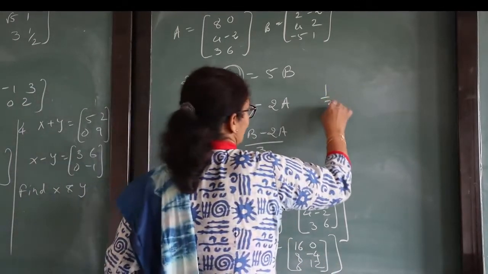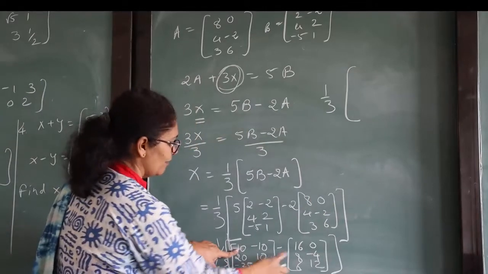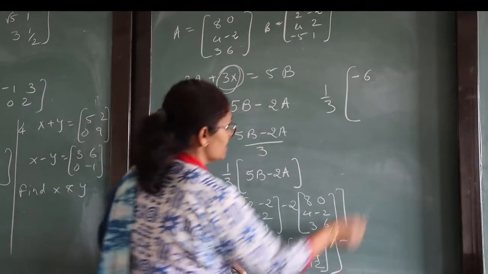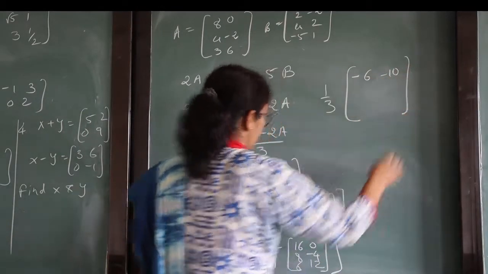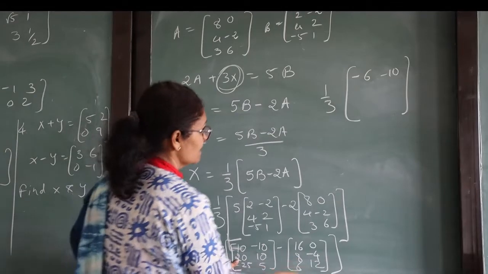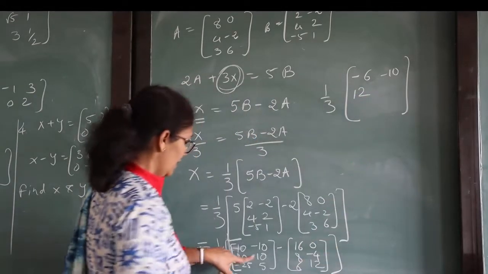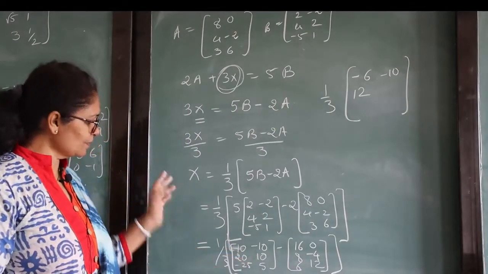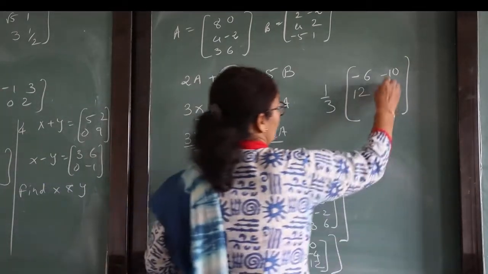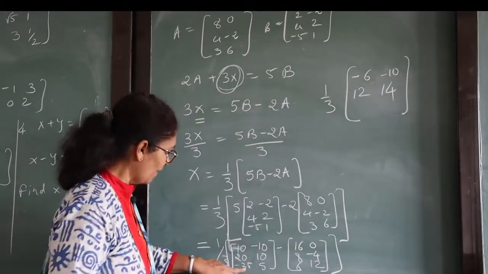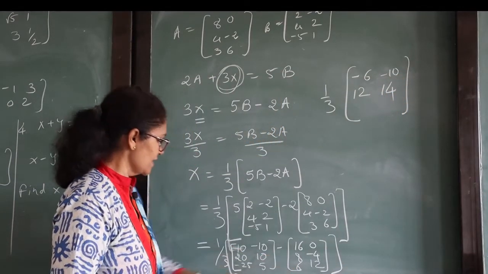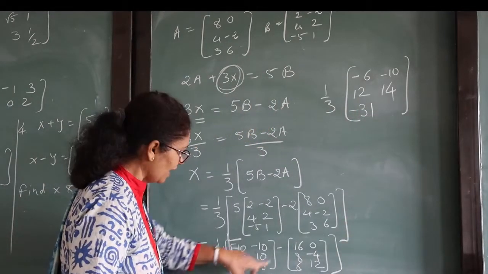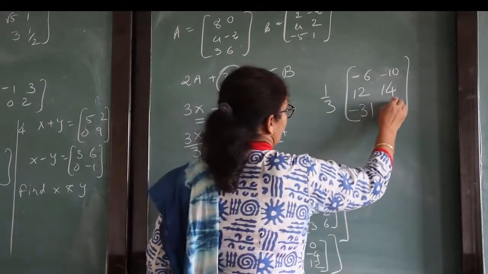We will subtract simply. Directly I write 10 minus 16 is minus 6. Minus 10 minus 0 is minus 10. 20 minus 8 will be 12. 10 minus 2 times minus sign in multiplication means plus. So 10 plus 4 will be 14. Minus 25 minus 6, 25 and 6 means minus 31. And 5 minus 12 means minus 7.